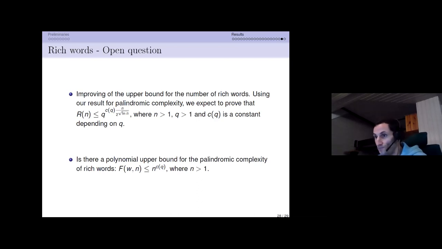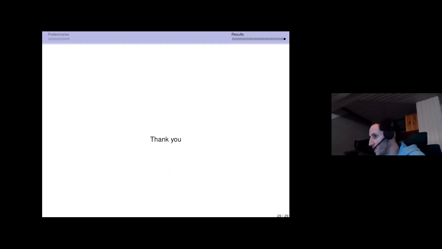And the other thing concerns the improvement of the upper bound for the factor complexity of rich words. I showed you that I proved that the factor complexity is bounded by some quasi-polynomial function, which means that in the exponent there is a logarithm of n. So I wonder if it would be possible to prove that the bound is polynomial, so that in the exponent there is some constant depending on the size of the alphabet, but not on n. I don't claim that there is such an upper bound. I think in my proof there is still a lot of space for improvements, at least in some parts. So I wonder if it could also be polynomial. And that's all from my side.